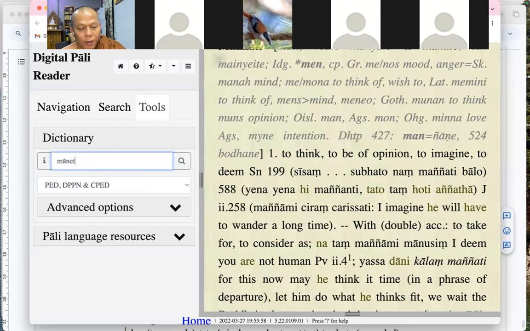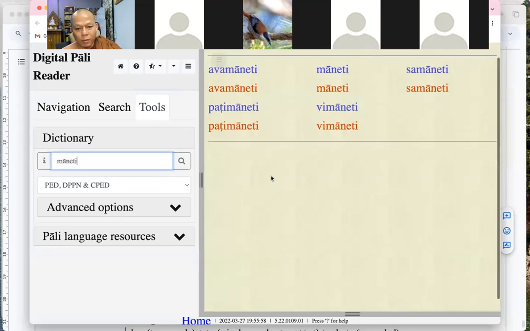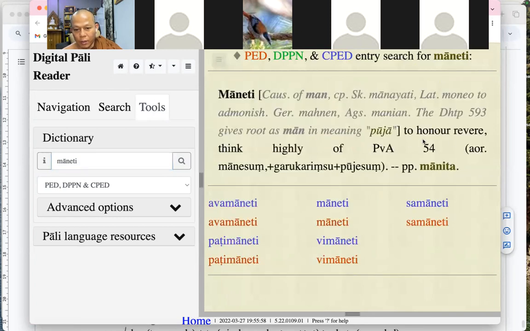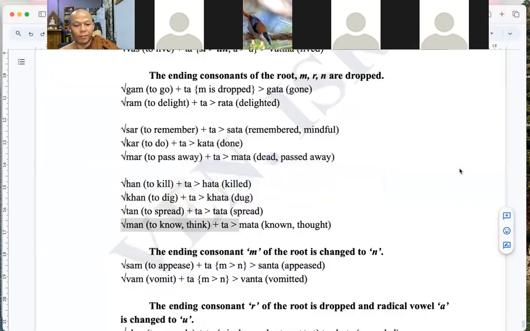Māneti. Yeah. So that māneti is maybe to honor, revere, or to think highly, but yes, causative. Root man is in causative form. Oh, yes. So at that time, the past participle, it is mānita, you see. Yeah, coming from the base māneti. Yes, sir, I got it. So it will be mānita.